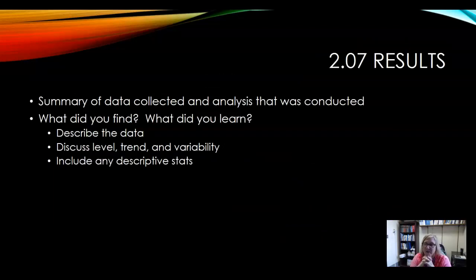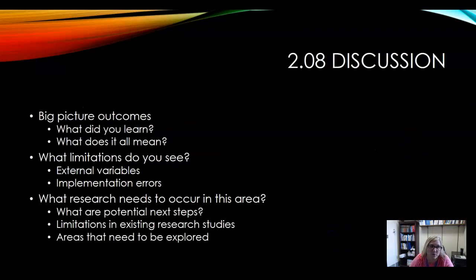The next piece is one that you don't have to worry about until we get to 610 and 694, but that would be the results section. And this is where you summarize the data that were collected and report any analyses that were done. So what did you find? What did you learn through this study? You describe the data in the case of the single subject research study, which is what you will be implementing in 610. You're going to discuss level, trend, and variability of those data, and then include any descriptive statistics that you have. We'll get into more detail about that next semester.